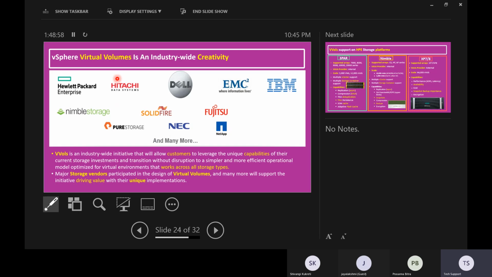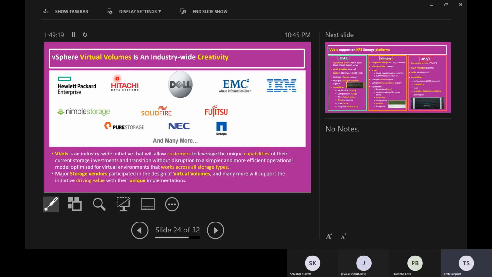Okay, and the partner name, what are all the vendors providing? In our slide I highlighted only a few vendors, but if you see the compatibility guide search, there are plenty of storage vendors available. Only the most popular ones I highlighted in our slide. For example, within the partner, you can select any vendor, like Hewlett Packard Enterprise.